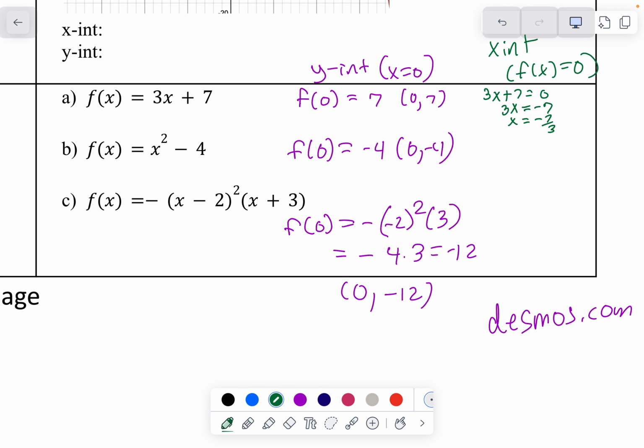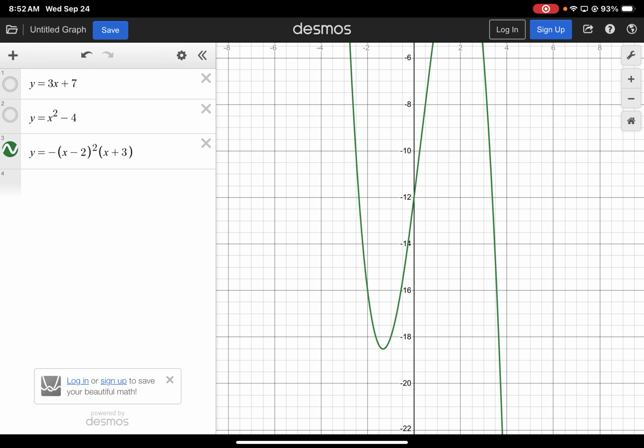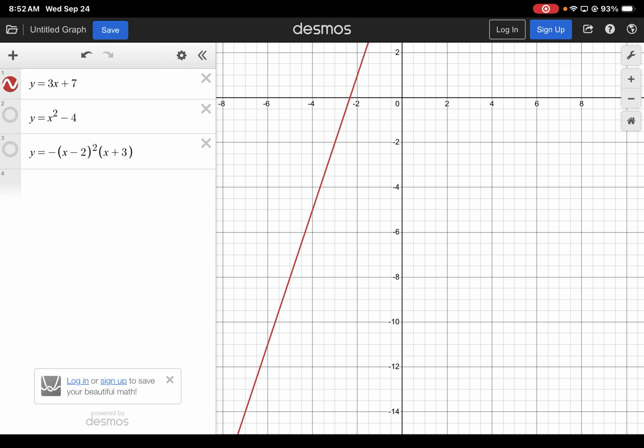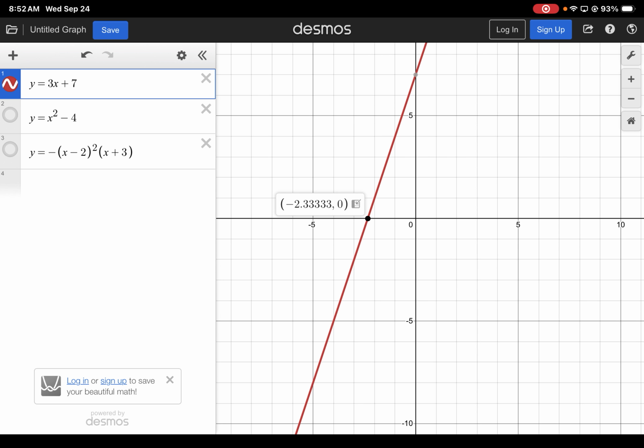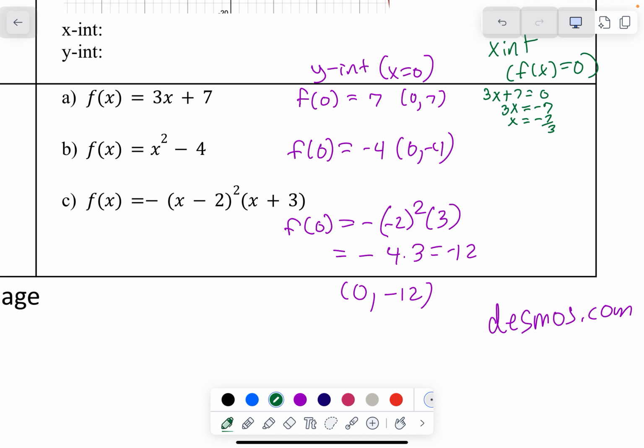So if we go back and we look at our first equation, the way you check your work, where do we hit the x-axis? Negative 2.3 repeated, okay? So they go hand in hand. Okay. Let's go back to our notes. Let's do x squared minus 4. For that, we have to set x squared minus 4 equal to 0.